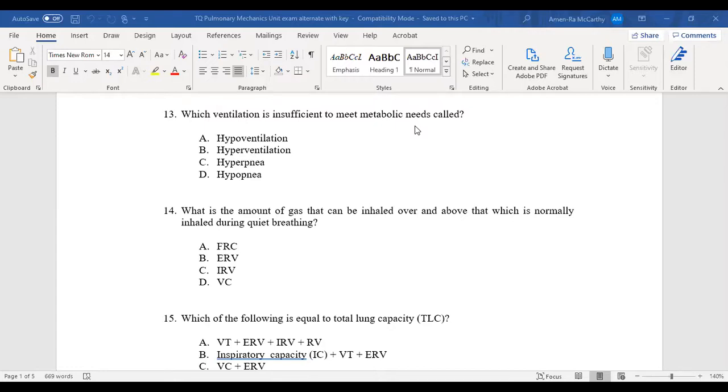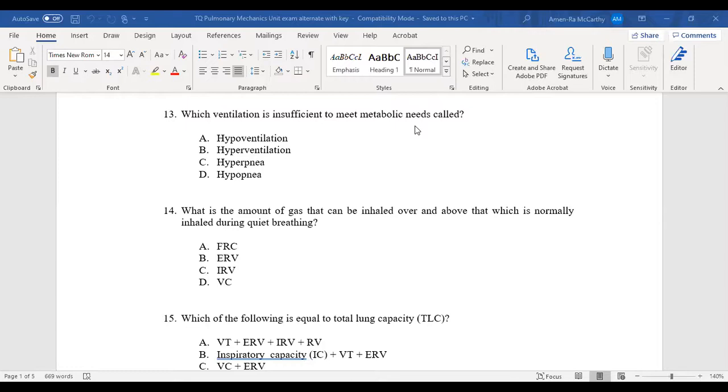Insufficient to meet metabolic needs means I'm not ventilating good enough. My metabolic needs are to get rid of this CO2, and if I'm not getting rid of it, what's that called? Good, Kayla. That is hypoventilation.